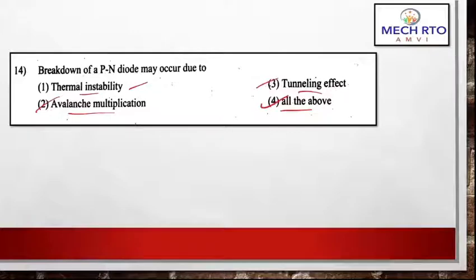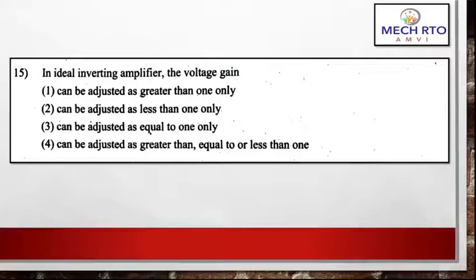Now moving on to the next question. Question number 15. In an ideal inverting amplifier, the voltage gain. The gain of an ideal inverting amplifier is given by minus RF divided by R1. By selecting different values of RF and R1, we can adjust the gain. That's why it can be greater than, equal to, or less than 1. So the correct answer will be 4.